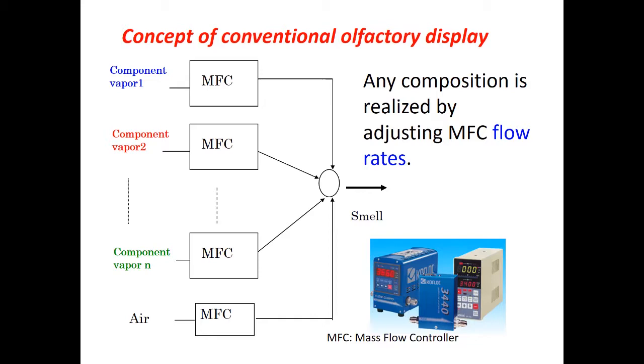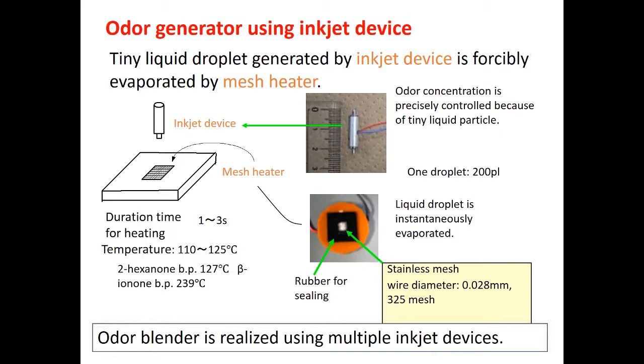And another method is inkjet devices. Inkjet devices can be used to produce a smell. A tiny amount of liquid droplet is dropped onto a mesh heater. This droplet is generated by an inkjet device. After that, the mesh is heated, and you can sniff the smell. This is a photo of the inkjet devices, and this is a photo of the mesh heater. If you combine several inkjet devices with a blender, this is realized using multiple inkjet devices.